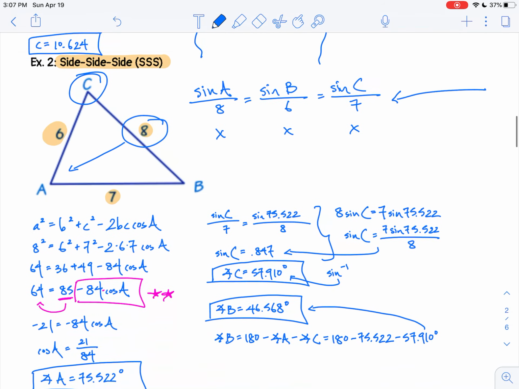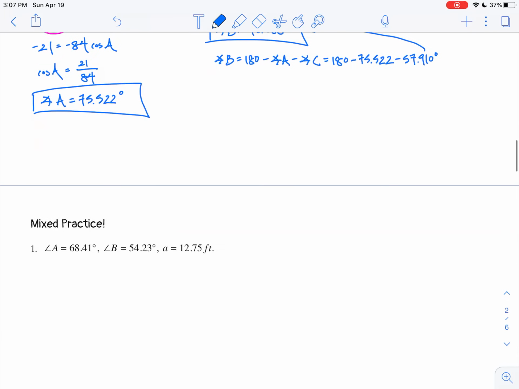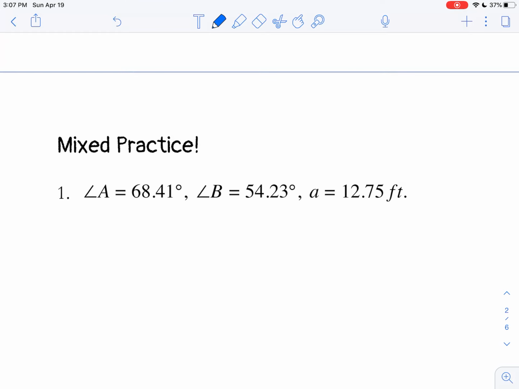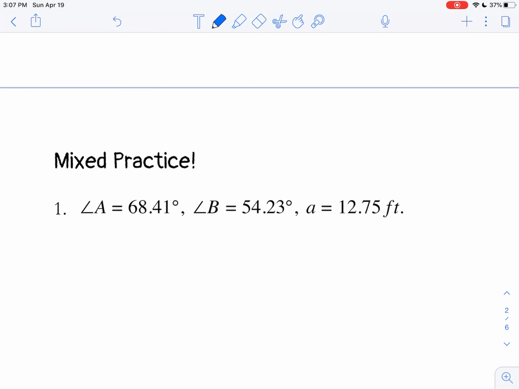And so we're going to take the strategy and look at a few examples. So these are practice questions that are all mixed up like they would be on a test. And your job and my job is to figure out which one we're going to use and then use that strategy to solve the right triangle or the non-right triangle. Okay. So here we have two angles and a side. Let's draw a diagram.